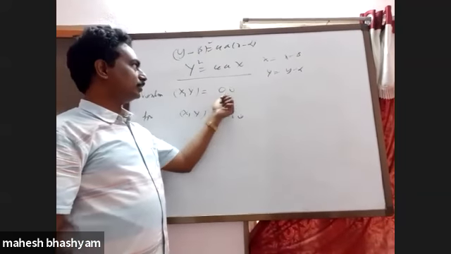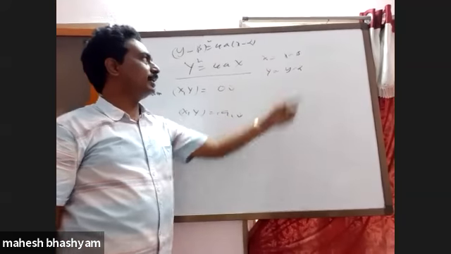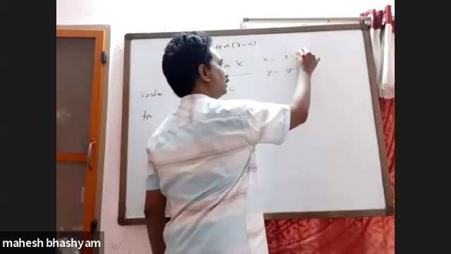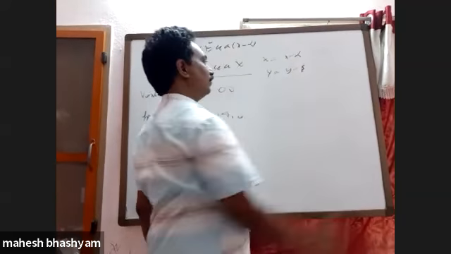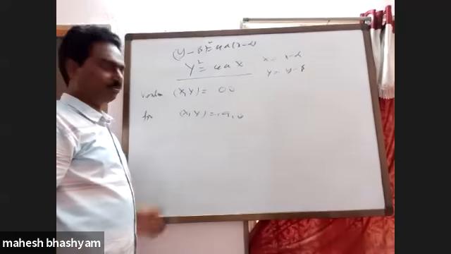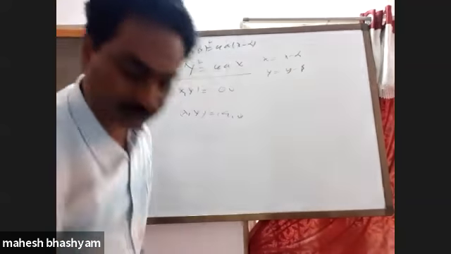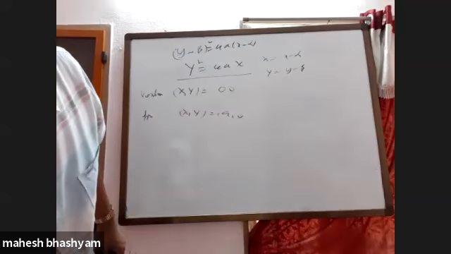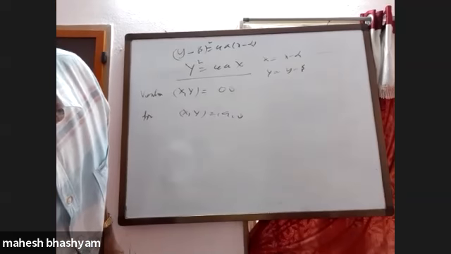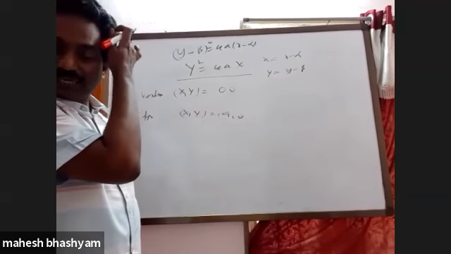Capital X is equal to 0 means x is equal to beta, and capital Y equal to 0 means y is equal to alpha, so beta comma alpha is the vertex. There is no change in the length of latus rectum. If the latus rectum is the same, then the parabolas are said to be equal. Two parabolas are equal if their latus recta are equal.